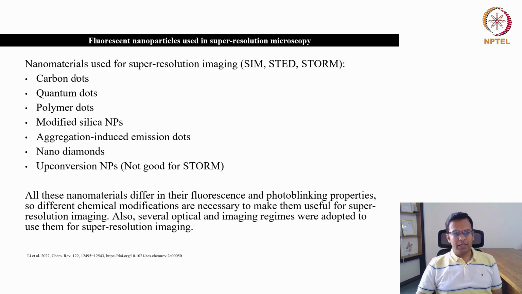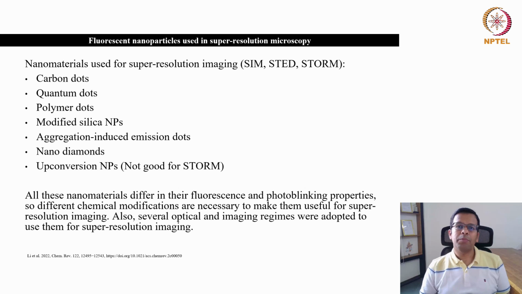Whereas the other types of nanoparticles either blink themselves, or using some kind of chemical modification, you can make them blink. Okay, so we will see which kinds of chemical modifications are required to make these nanoparticles blink, which is suitable for STORM imaging. All these nanomaterials differ in their fluorescence and photoblinking properties, so different chemical modifications are necessary to make them useful for super resolution imaging. Also, several optical and imaging regimes were adapted to use them for super resolution imaging. So in the next slides, we will discuss some of these nanoparticles.